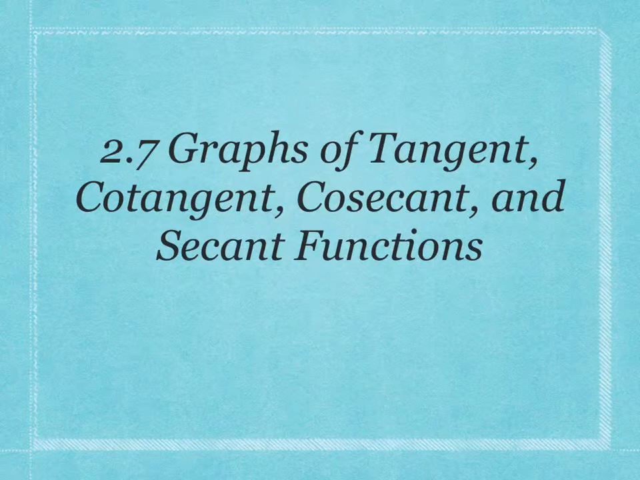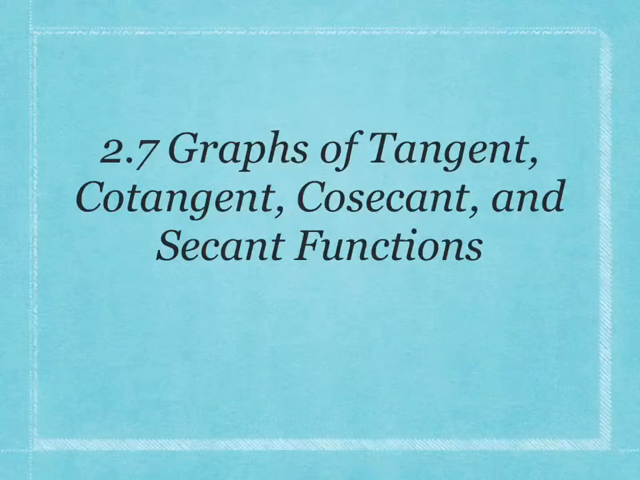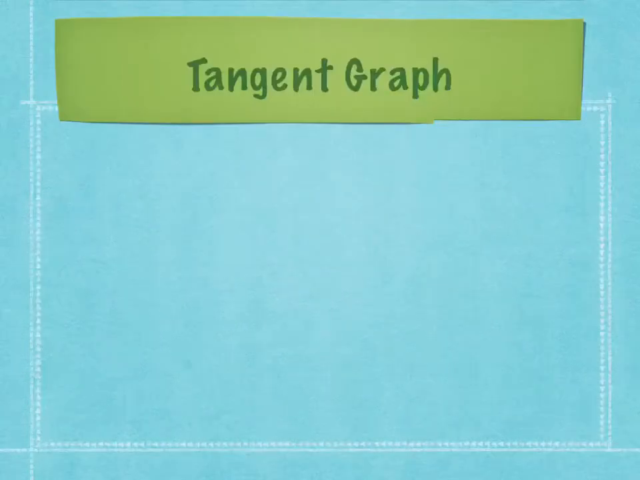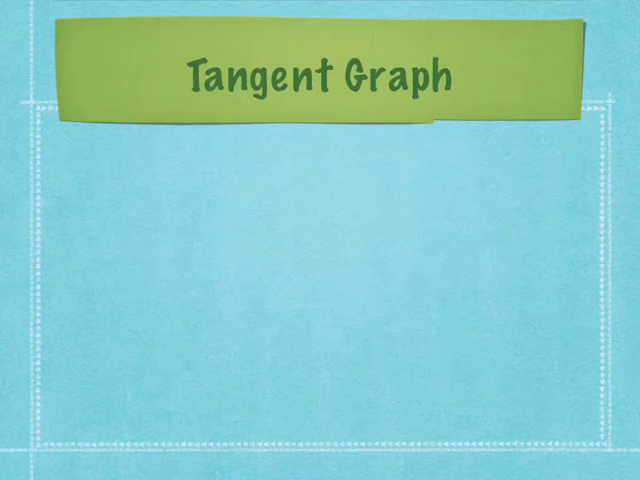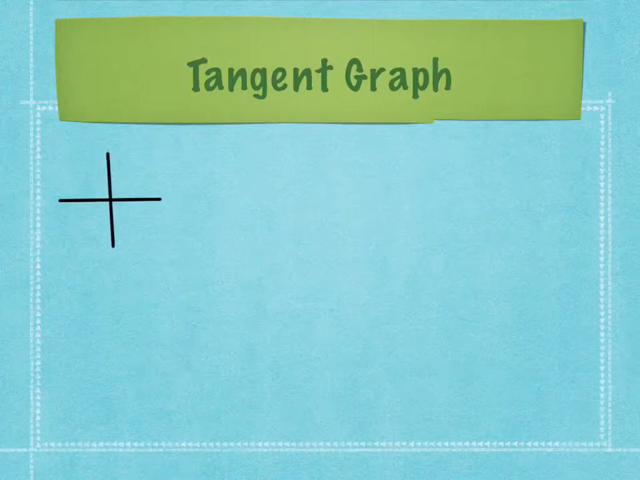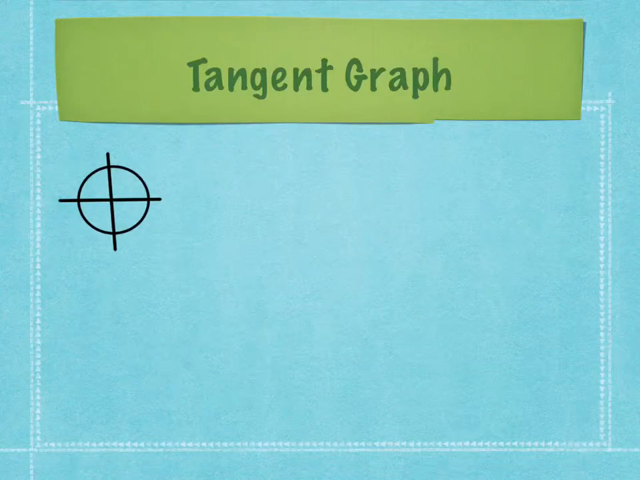Today we're going to take a look at how to graph the tangent, cotangent, secant, and cosecant functions. We're going to start with the graph of tangent, and we're going to graph these very much in the same way that we did when we looked at graphs of sine and cosine. We're going to start by taking a look at the unit circle, and I want us to think about some different angles this particular time.